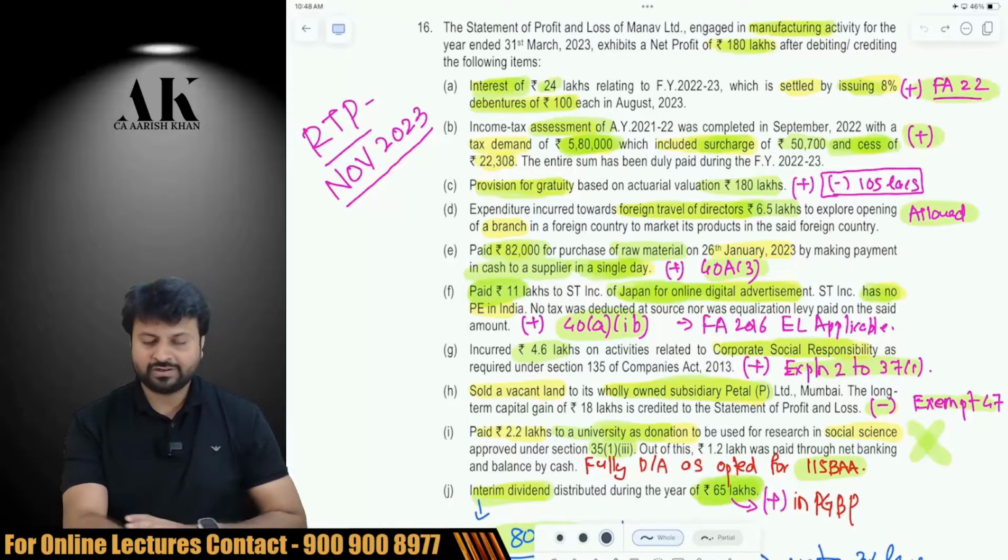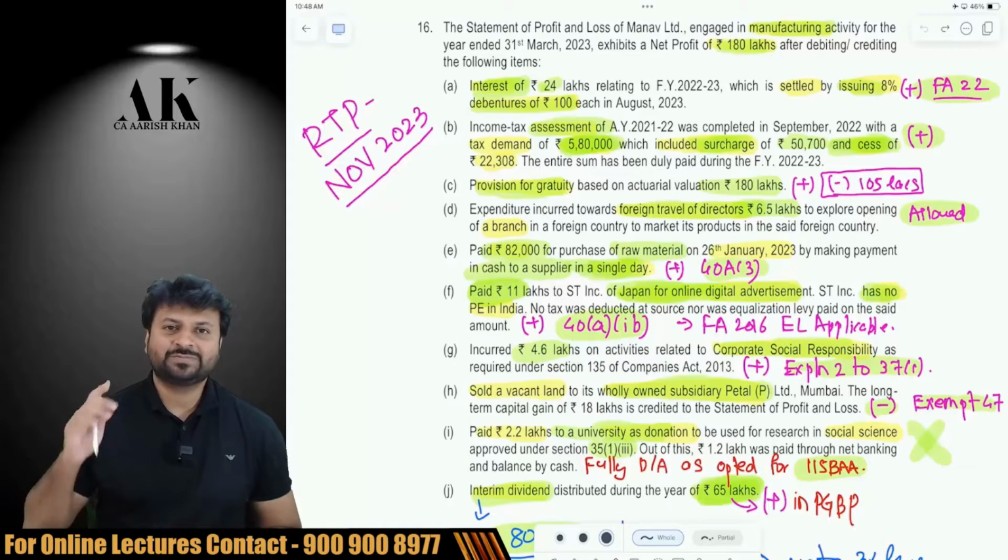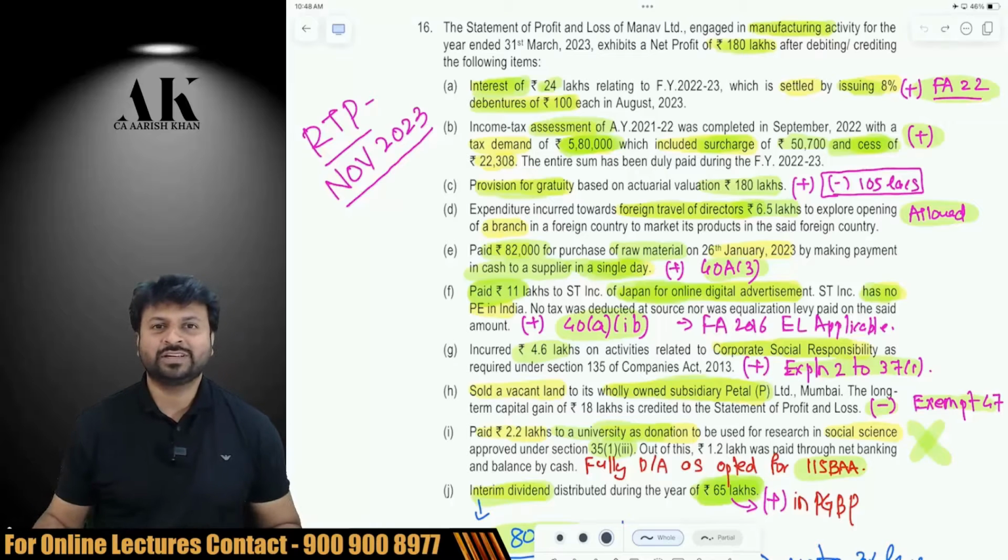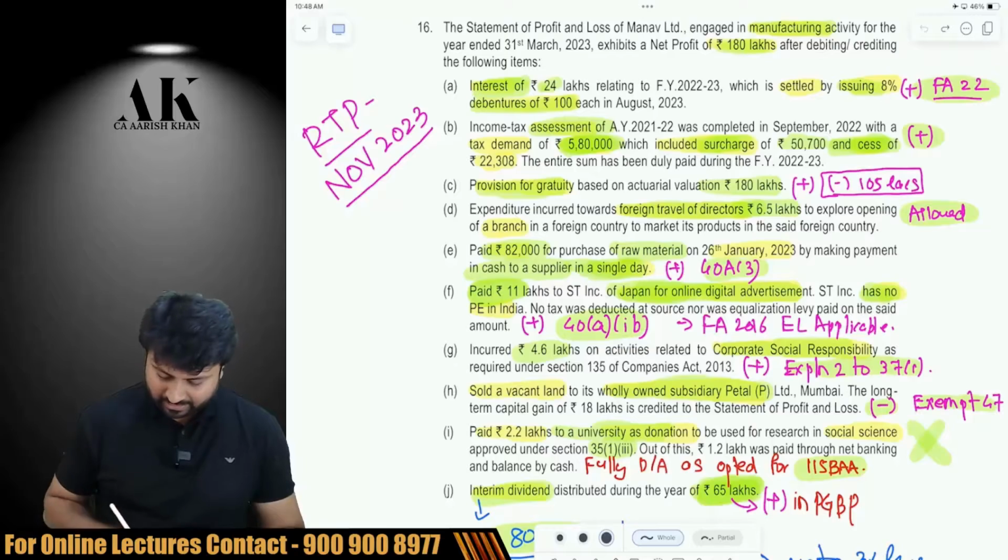So without wasting any further time, let us start with the discussion. This is especially for you all, my dearest students from South India, who are willing to understand the income tax law in full English. Okay, so let us start with the first question.